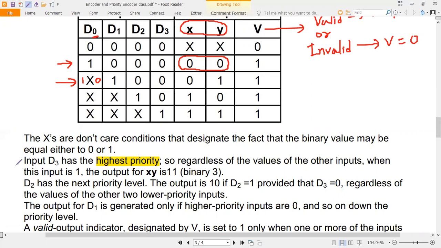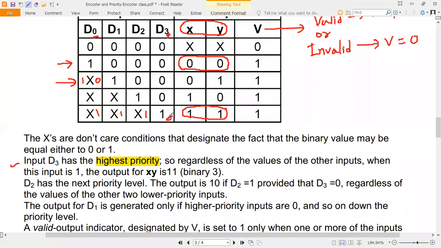Let us take this one. Input D3 has the highest priority. Suppose all are equal to 1. See here, X can be treated as 0 or 1. If all are 1, then what must be the output? Output is equal to 1, 1, which is the binary equivalent of 3. So D3 will be given the highest priority. Next D2, next D1, next D0. So regardless of the values of the other inputs, when this input is 1, the output XY is 1, 1.